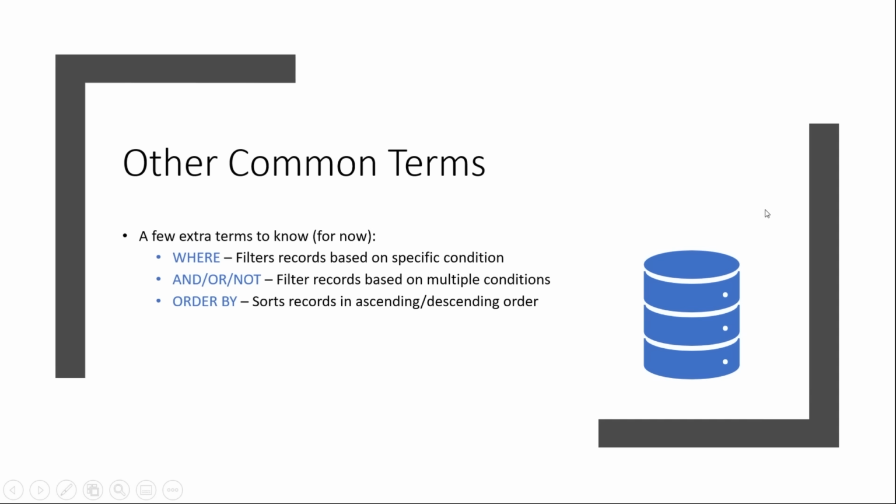So there's some other common terms that we should know as well. We could say where, and that's going to filter records based on specific conditions. You're going to see an example of this. There's and, or, not, which is going to filter based on multiple conditions. So we have one condition and another condition, or another condition, or not a condition. Similar to when we were talking about Python earlier, same logic. And then we have order by as well. This is going to sort records in ascending or descending order. Now there's a lot more terms than this, but these are the very common ones and ones you should know.